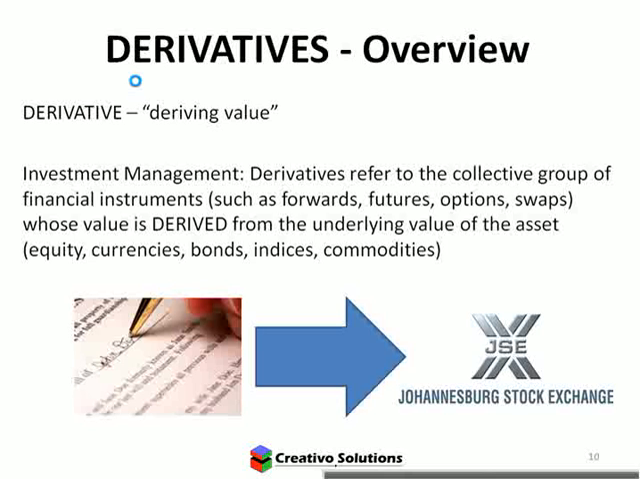So who would be the role players involved in that process? The company itself listing. The JSE, obviously. The first set of buyers, which would be the banks.